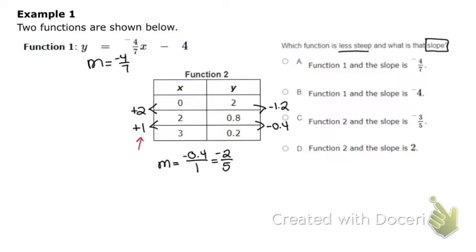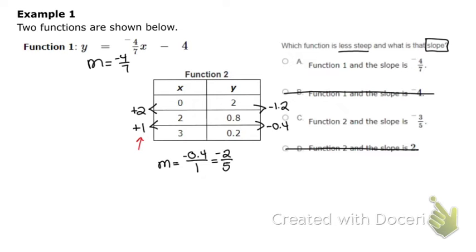Looking at the slope, we can get rid of negative 4. So answer choice B doesn't match our slope, and answer choice D doesn't match our slope. So that means we're left with answer choice C, and that's negative 3/5.